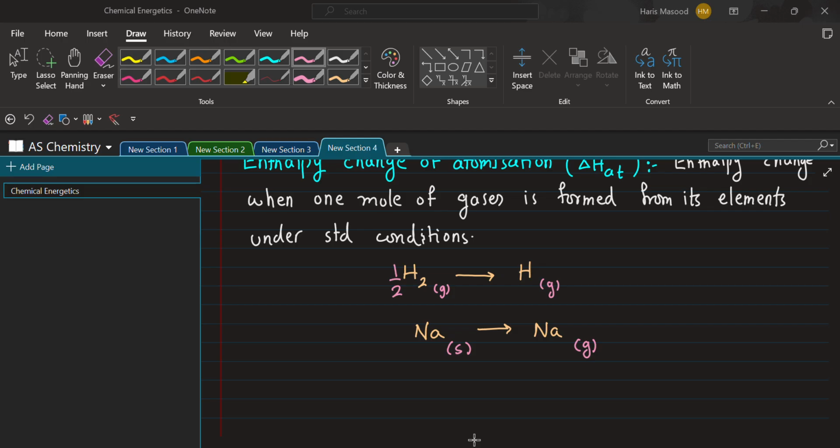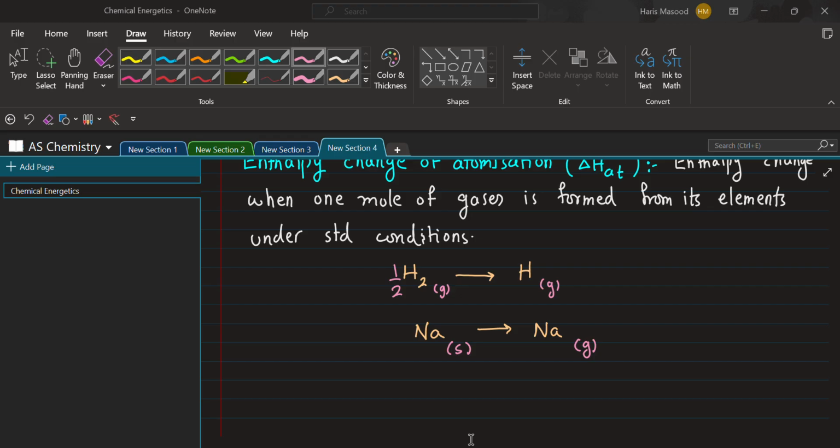So every time, what we are doing is changing the molecular or the solid, or as we can say the liquid form, to a gaseous form. Okay. One more thing.